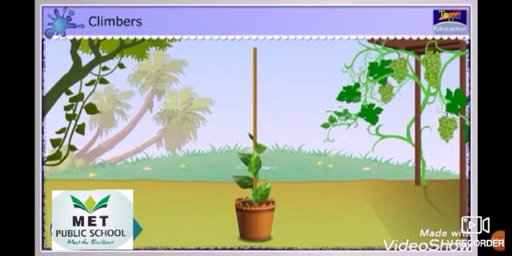Here you can observe the climber, how it is climbing with a supporting plant. In the middle there is a stick, it is a supporter, and outside there is a climber climbing with the support of that stick. You can see this type of plant around you too. That is called a climber or creeper, and they can also move on the ground.